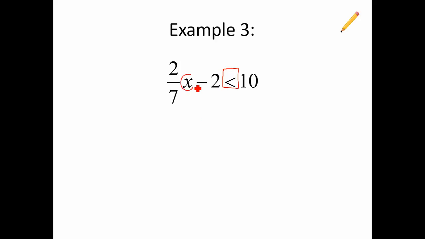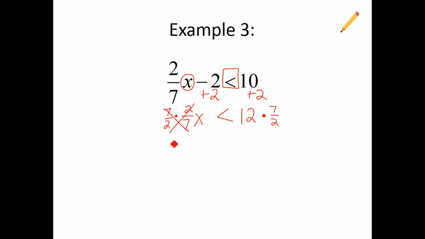So I see the x's over here. I'm going to add the 2 to get rid of that. Then I'll have 2/7 x is less than 12. Now you have a 2/7 in front of your x. How in the world do we undo that? Well, remember, to get rid of a fraction, you would multiply by the reciprocal. So I'm going to multiply by 7/2. That's just 2/7 flipped over, the reciprocal. And on this side, I'm going to multiply by 7/2.